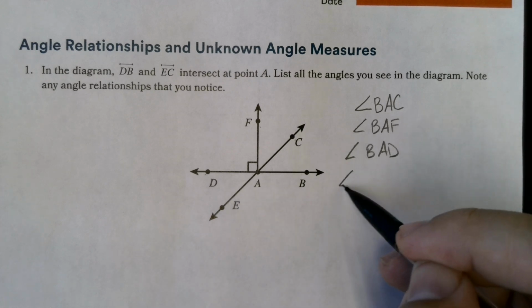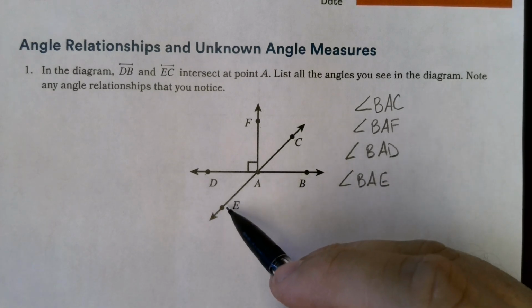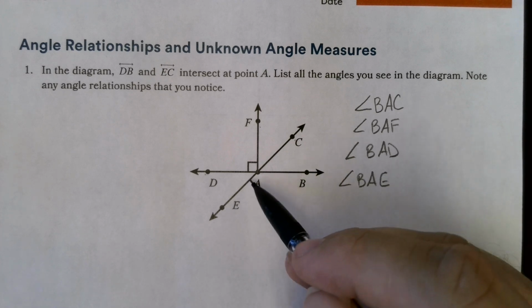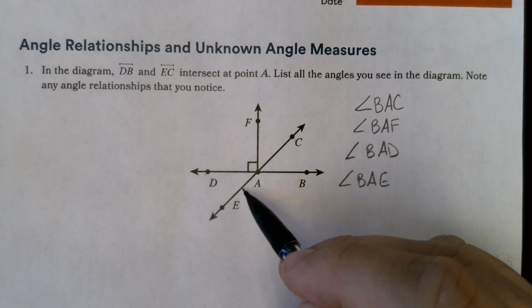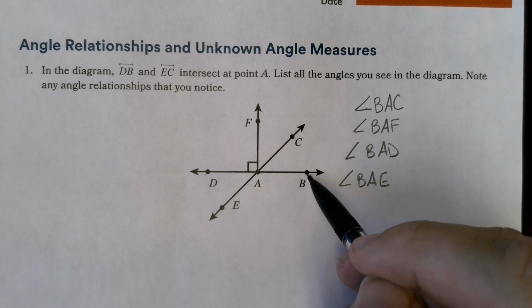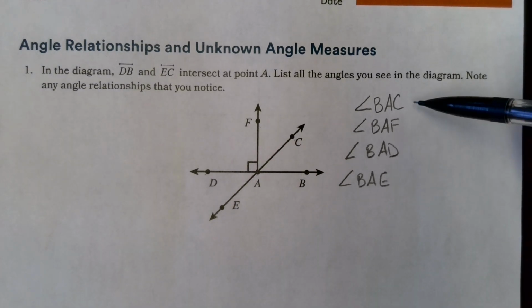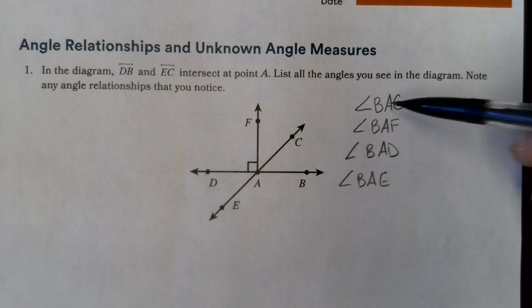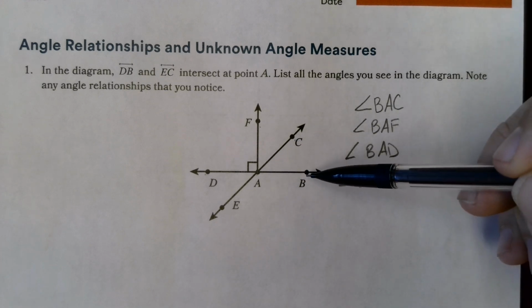Now, BAE can kind of be 2 angles. It could be going all the way around here, or it could be this angle here. Okay, so BAE. Now, in addition to all these, they could also be written backwards. So BAC could also be written as CAB.